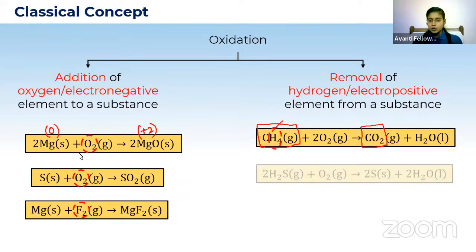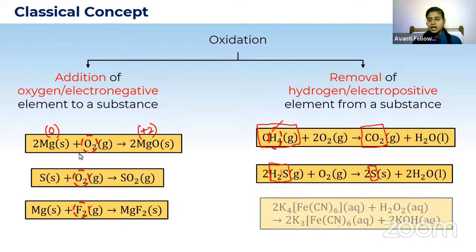Now we will go with one more example. So we have H2S. H2S is treated with O2 to form sulfur and water. And here you see, initially in the reactant, we have H2S, but in the product, we have only sulfur. Means hydrogen has been removed.